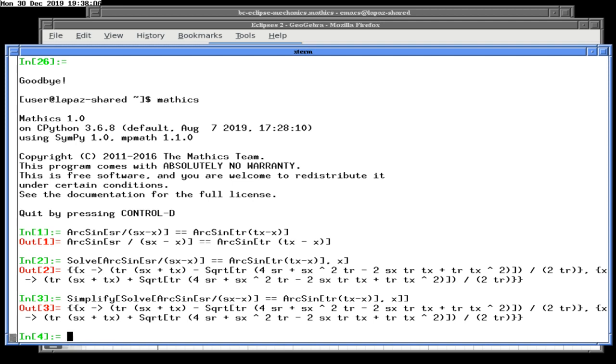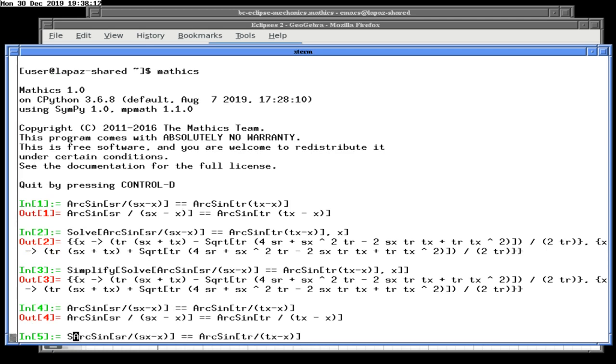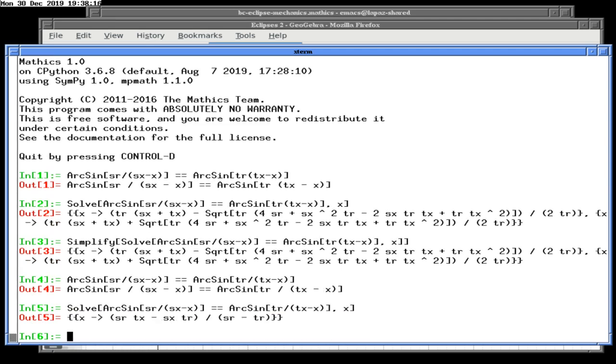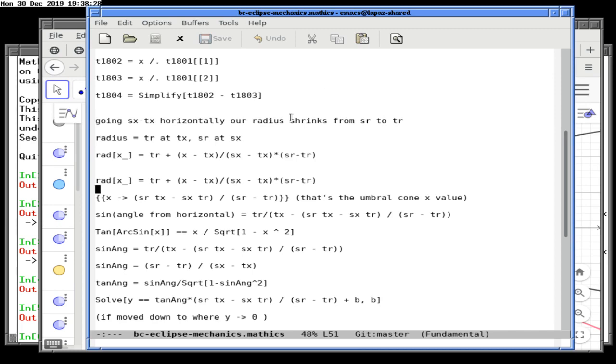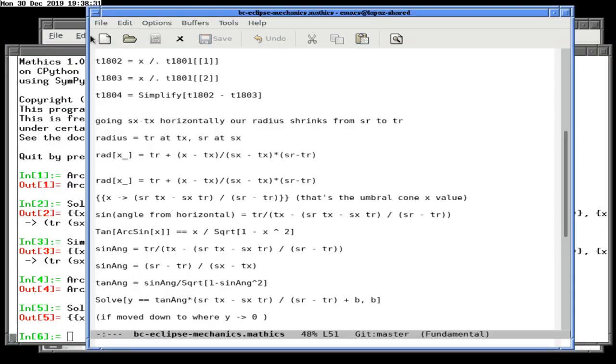Wait. Okay, my bad. It's this. Sorry. So that time it was my mistake, not Mathics. Gorgeous. So we have the same value, which is what we expected. But again, this is a much easier way to see it. It's the point where the arcsines are identical. So that is SR times TX times and so on. We will go ahead and convert that in and find that point.